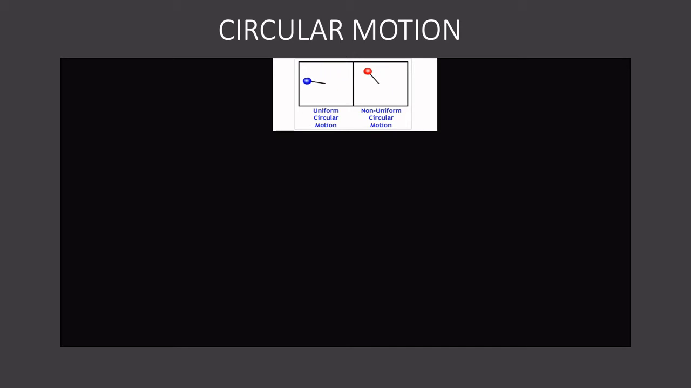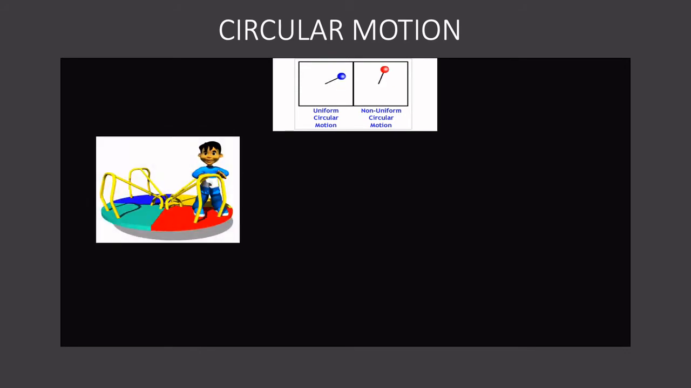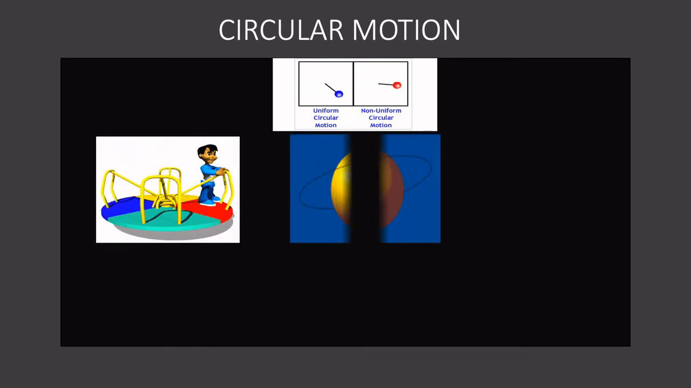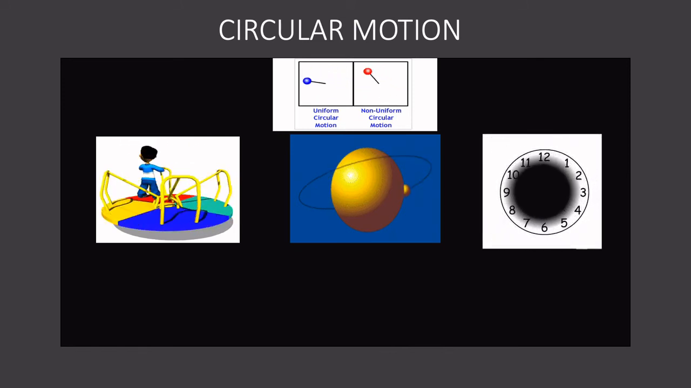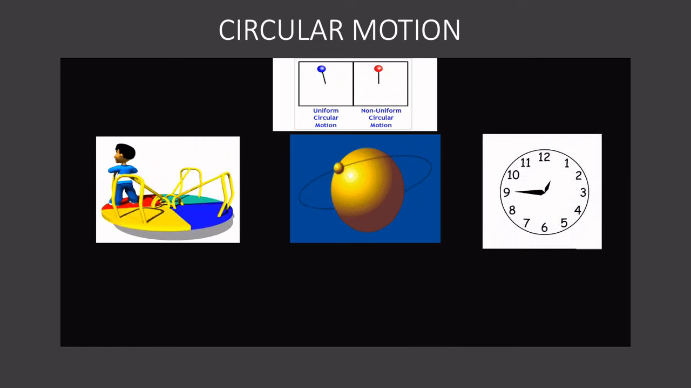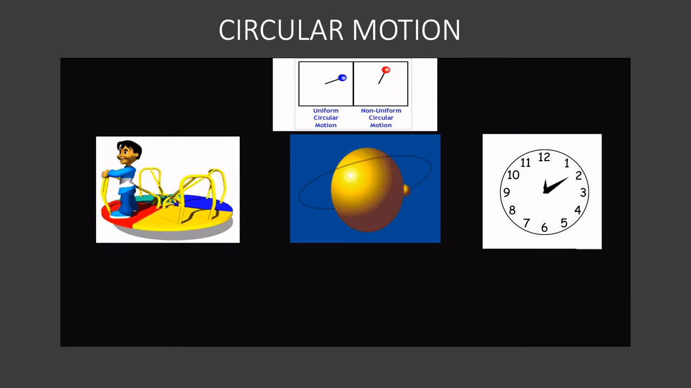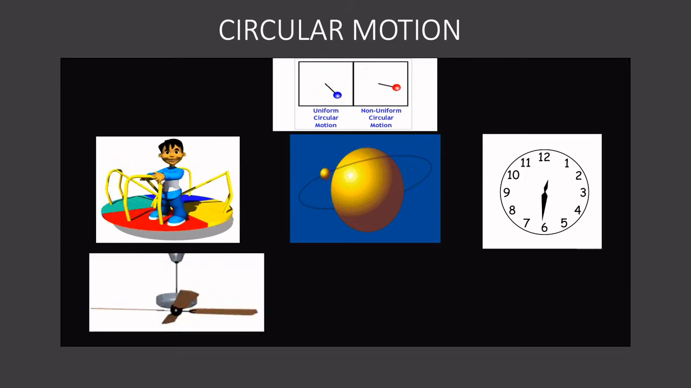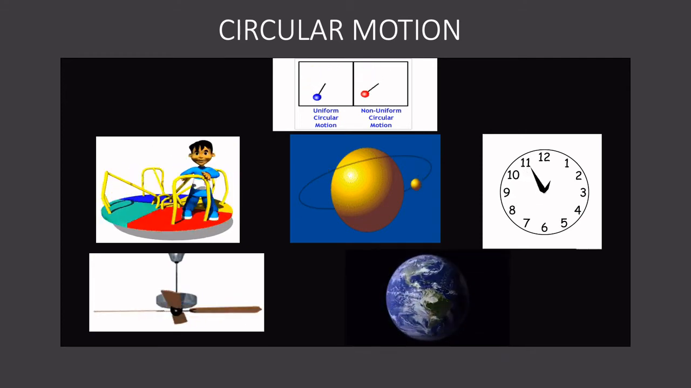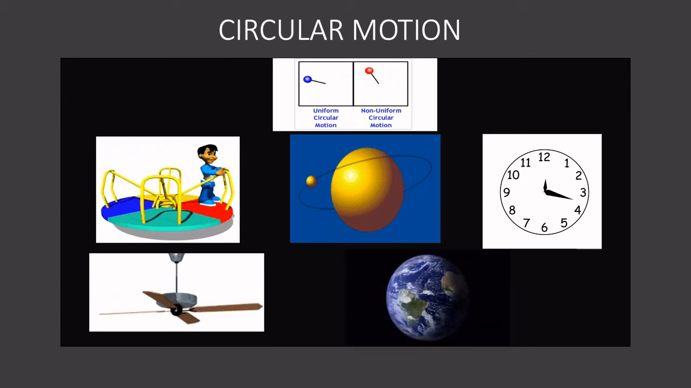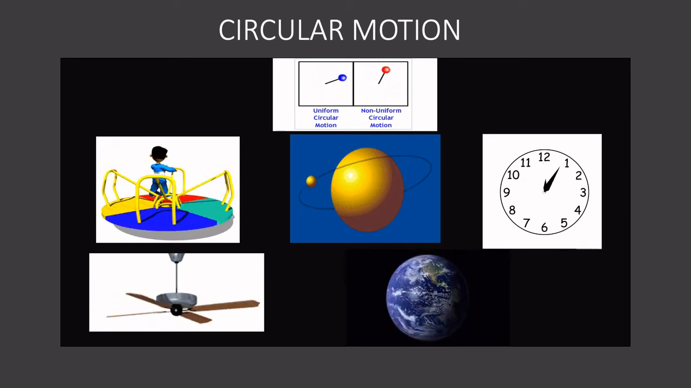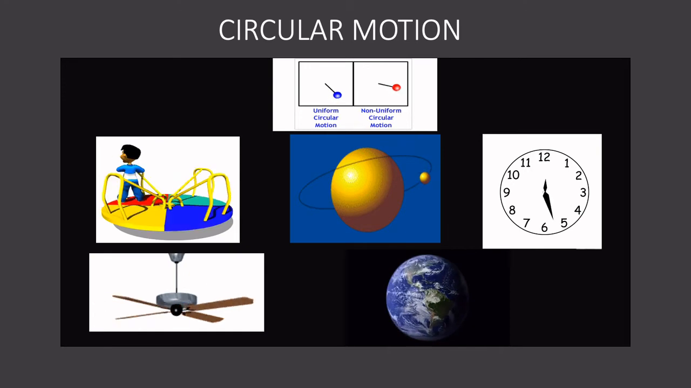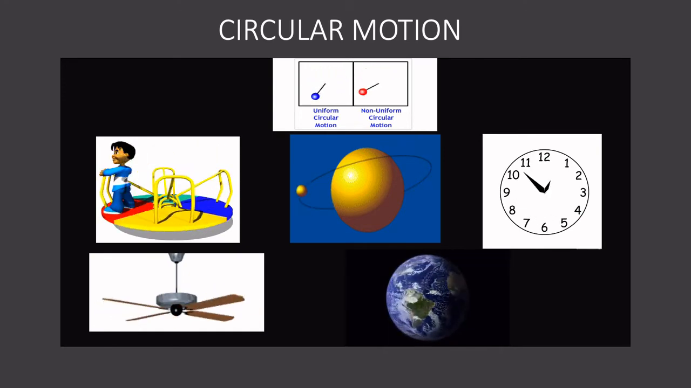Let's see some common examples of circular motion around us. A playground roundabout, an artificial satellite orbiting the Earth at constant height, hour, minute and second hands of a clock, the ceiling fan's blades rotating around a hub, rotation of Earth around its own axis, and electrons moving around the nucleus of an atom are common examples of uniform circular motion.